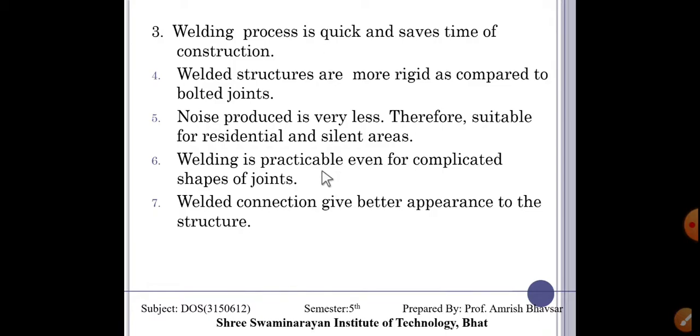If we connect the members with the help of bolts, sometimes hammering on the bolt is needed for the connection, but in the case of a welded connection there is no need of hammering, so we can weld without noise. Number 6, welding is practicable even if the completed shape of the joint is complex. In a bolted connection, the appearance of the bolt at the joint is always visible, but in a welded connection we can merge the two plates by smoothening, and it gives a good appearance. Welded connection gives better appearance, as I discussed earlier.